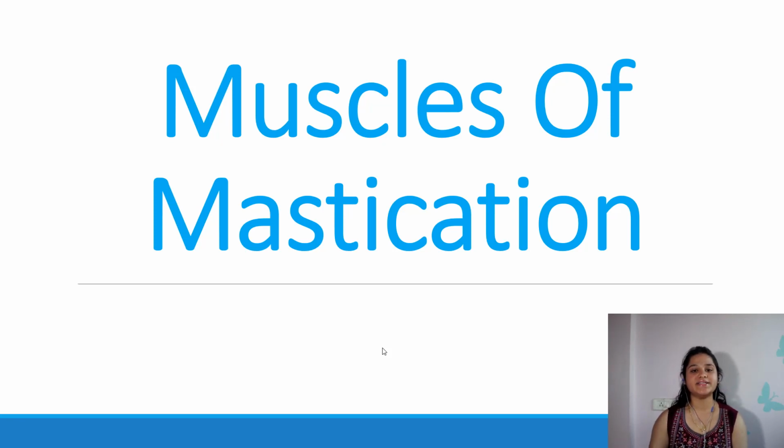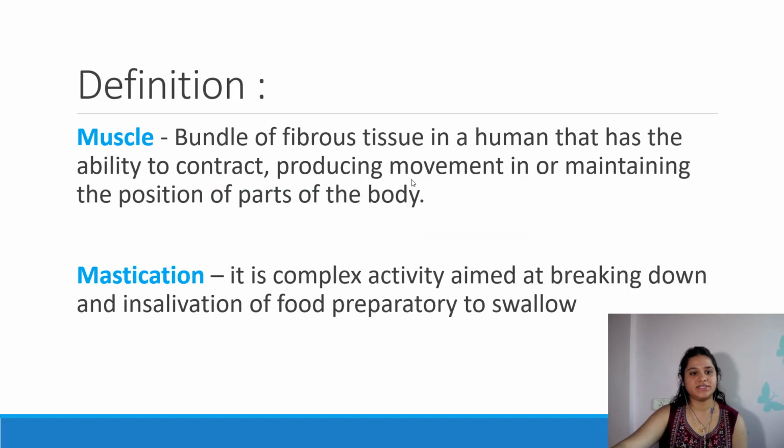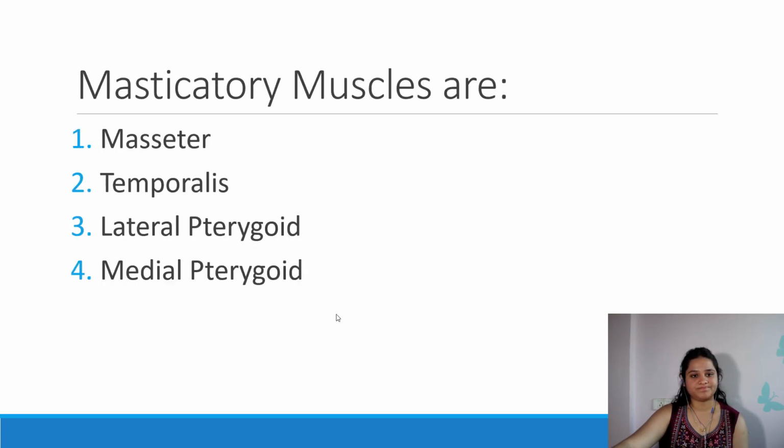Our today's topic is muscles of mastication. So let's study about this. First, let's go to the definition of muscle and mastication. Muscle is a bundle of fibrous tissue in a human that has the ability to contract, producing movement in or maintaining the position of parts of the body. Mastication is a complex activity aimed at breaking down and insalivation of food preparatory to swallowing.